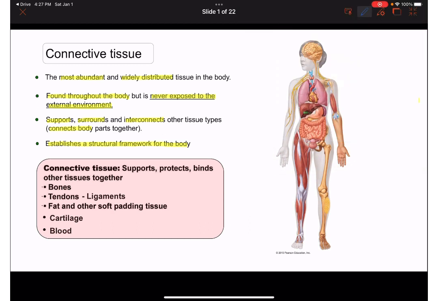And there are a lot of different connective tissue types that are responsible for performing these functions. And let's just take a quick look at some of these. Bones are a type of connective tissue. They're going to help establish the structural framework for the body. Tendons, which connect skeletal muscle to bone, are a type of connective tissue. Ligaments, which connect different bones together. Down here in the ankle, for instance, there's a lot of different ligaments that connect those ankle bones together.